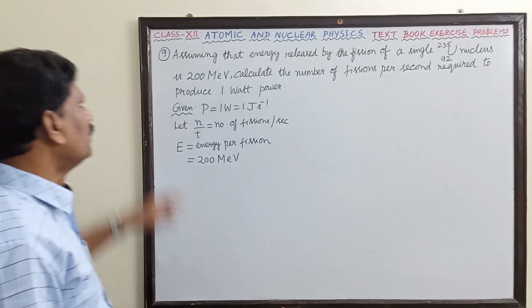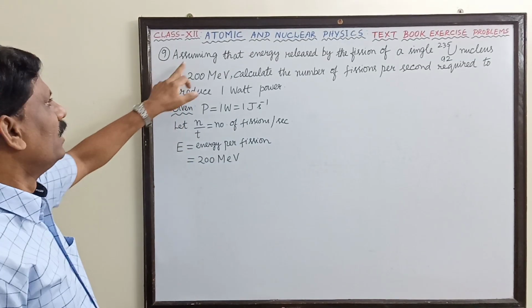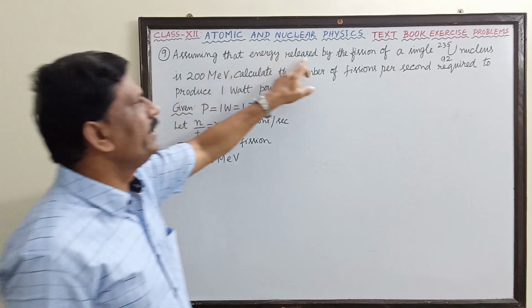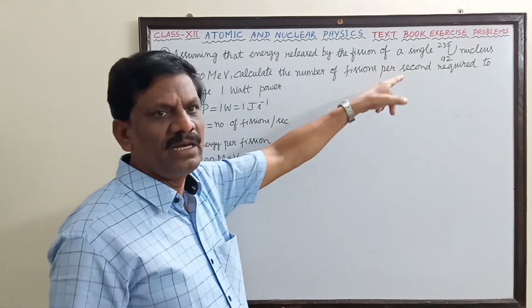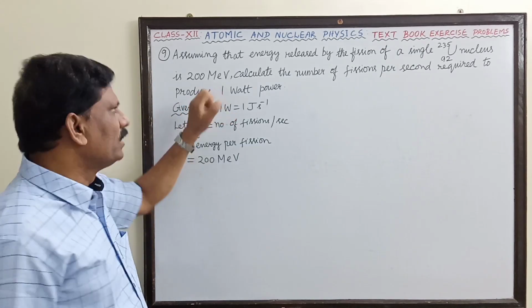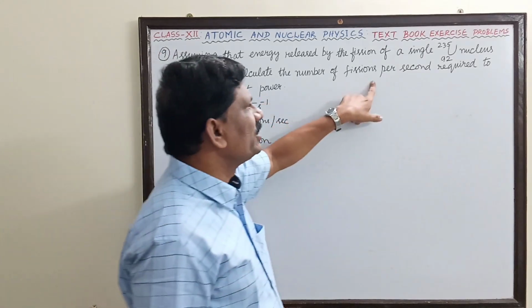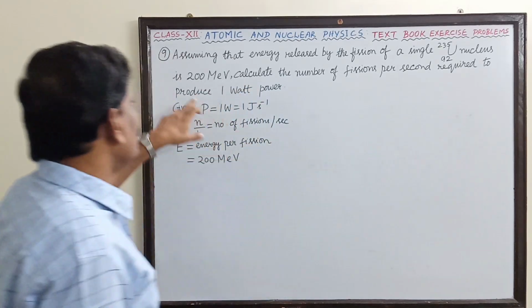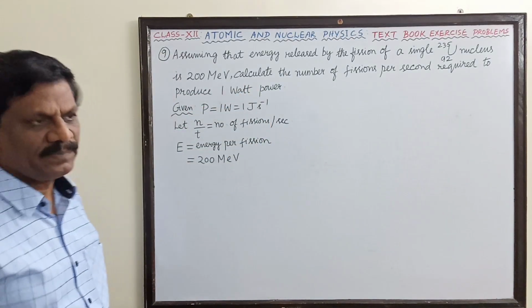Hi students, problem number 9. Assuming that energy released by the fission of a single uranium nucleus is 200 million electron volt, calculate the number of fissions per second required to produce 1 watt power.